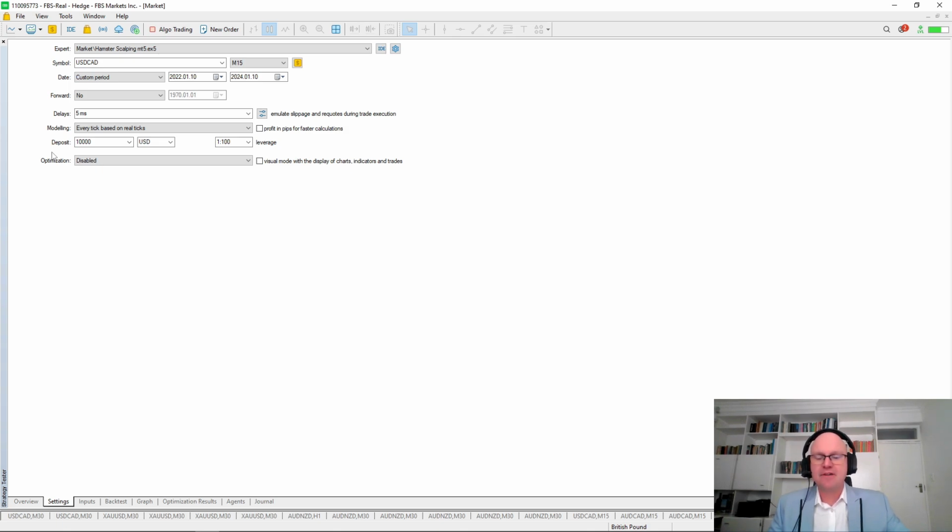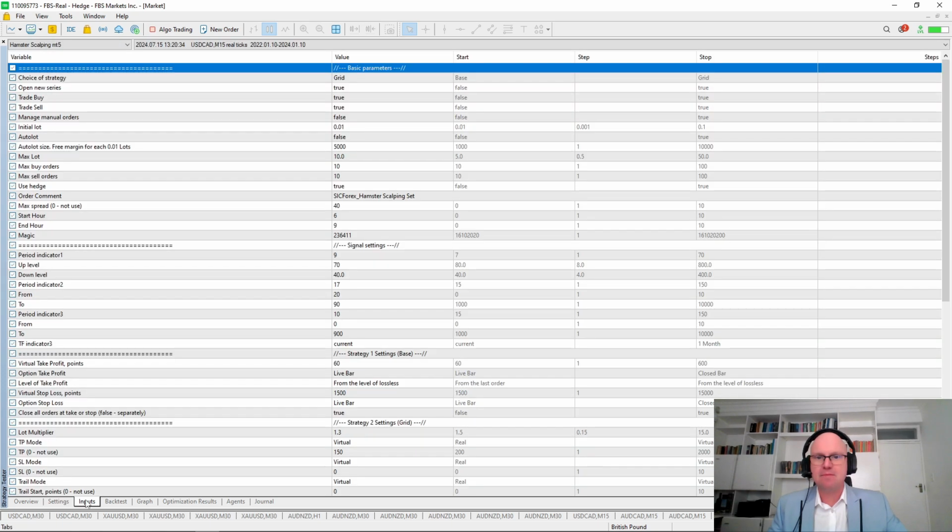Now, the set file that I made for Hamster Scalping for the USD CAD on the 15-minute time frame uses a couple of different settings that we'll be looking at in the next section of this video. When it comes to Hamster Scalping, you have a choice of either a base strategy or using a grid. And I have decreased the amount of the auto lot size to 5,000 because I feel this bot can be very aggressive if used incorrectly.